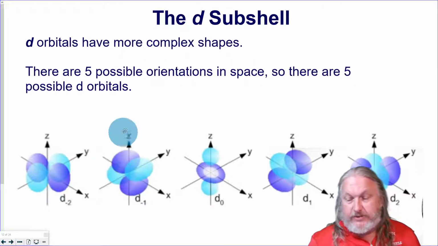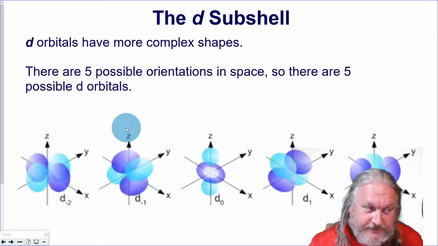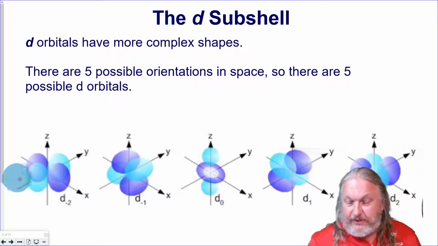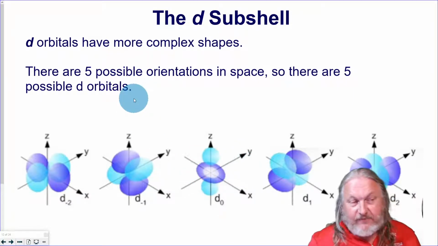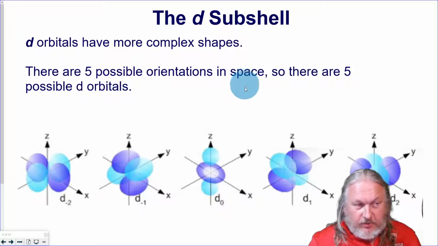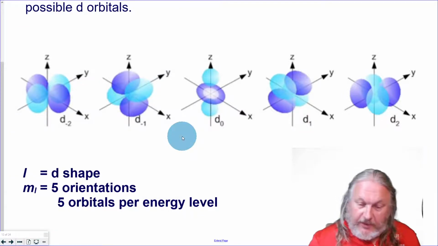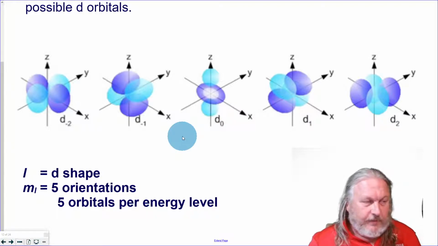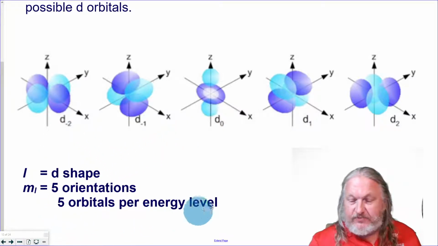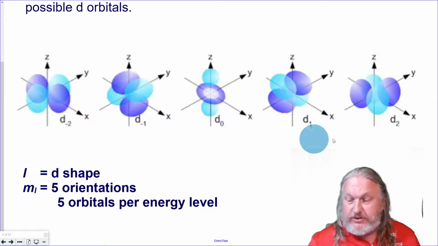Okay. The next one is the D subshell. Now these are complex. They look like spaceships or whatever, they're pretty cool. Now there are 5 orientations in space, so there are 5 possible D orbitals. So the L number would be 2, and it'd be the D shape. There are 5 orientations, so there are 5 orbitals. You can see the quantum numbers are -2, -1, 0, 1, and 2. Okay.